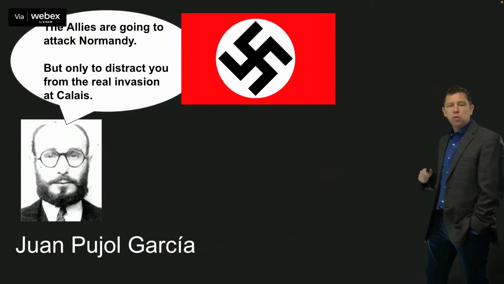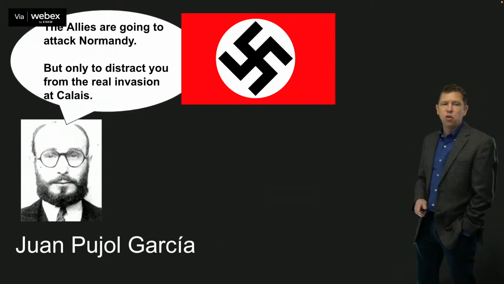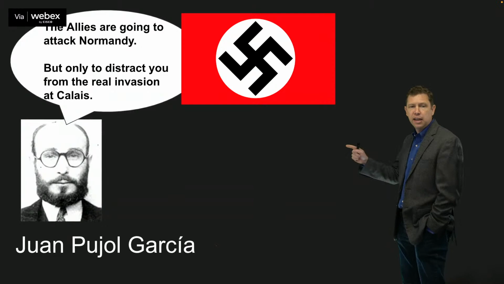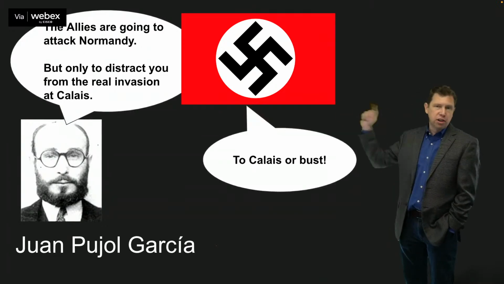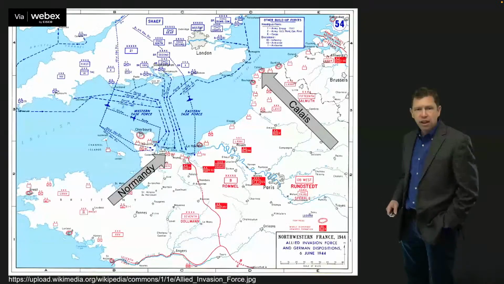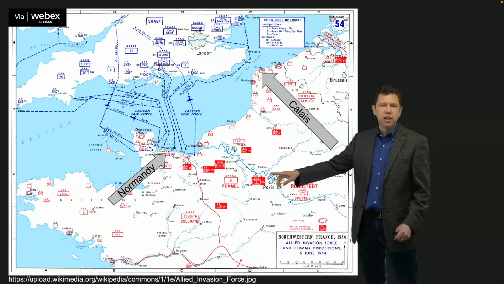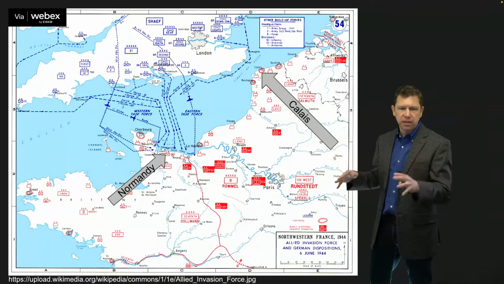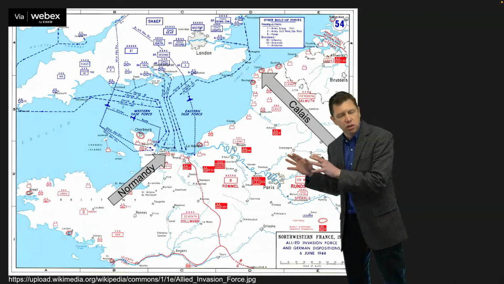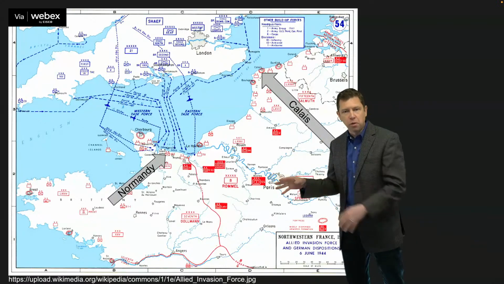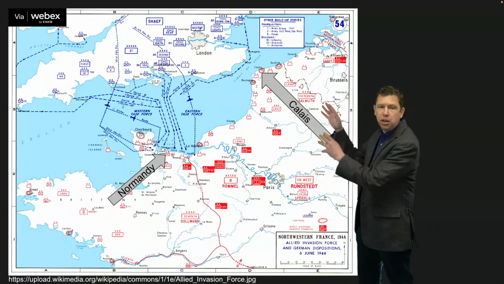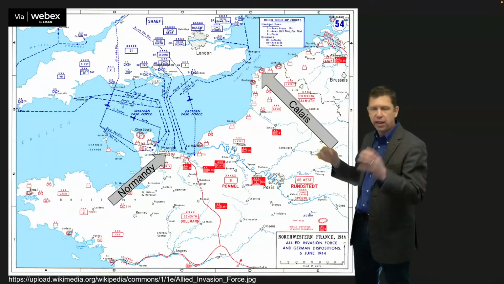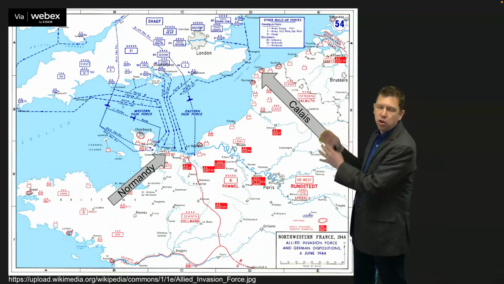Okay, so Pujo says the Allies are going to attack Normandy, but only to distract you from the real invasion at Calais. So the Germans are like, okay, to Calais or bust. So on a map here, here's Normandy down here. Between all the misinformation, they were able to convince the Germans that, yes, they're being attacked in Normandy, but don't worry about that. You need to really defend up here because somewhere up here is where all the fake inflatable things were, and this is where you're going to be attacked.